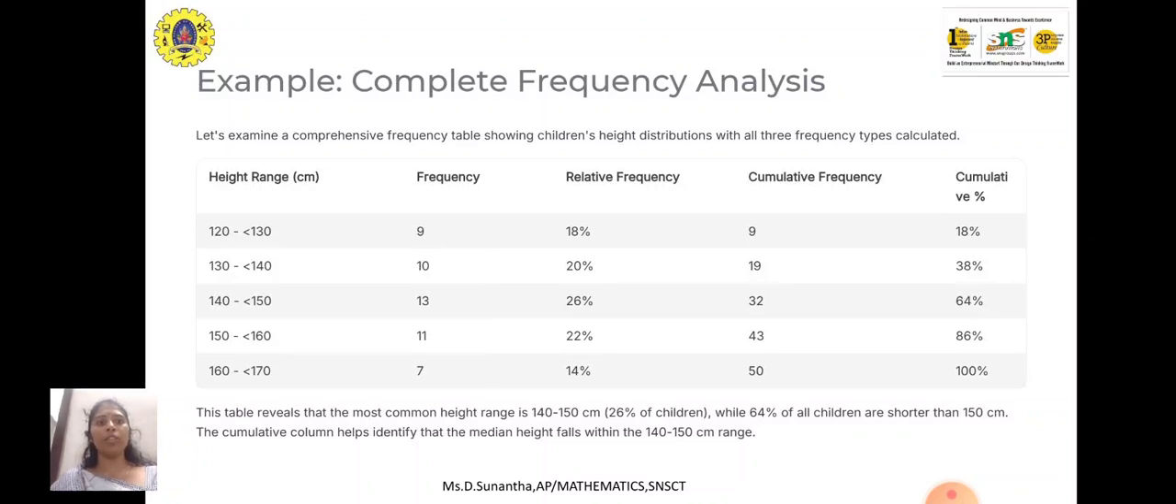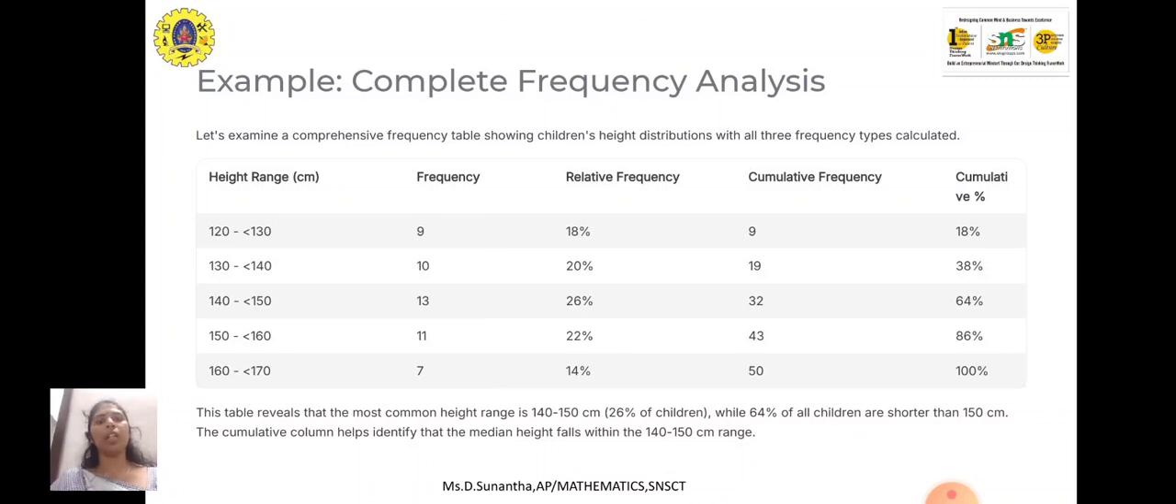So the relative frequency corresponding to the first group is 18% and the cumulative frequency is 9. Then the relative frequency corresponding to the second one is 10 by 50, which gives 20%, and the cumulative is 9 plus 10, which is 19. On calculating for the 140, 150 and 160 ranges, we get 26%, 22% and 14%, and cumulative 64%, 86% and 100%. So finally the cumulative percentages are given in the last column.